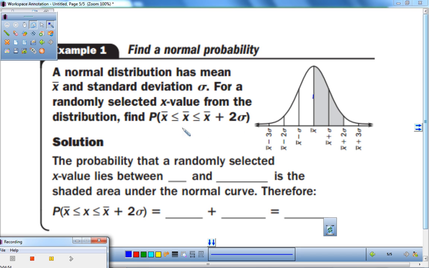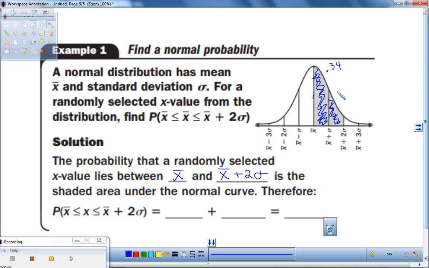So they want to know the above part. If you notice, this has already been shaded in, and this is the part we're looking at here. We're talking about it in terms of area. So we want to know the probability that the randomly selected x value lies between the mean and the mean plus 2 standard deviations. To do that, we're going to add up the area that falls underneath this. If you remember from the earlier picture, this one's going to be 0.34, so 1 standard deviation is 0.34.